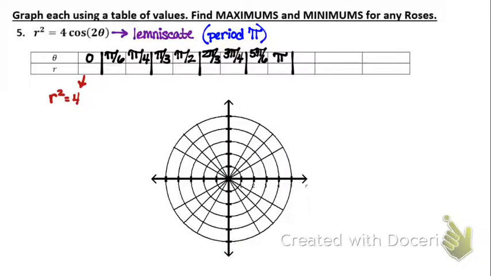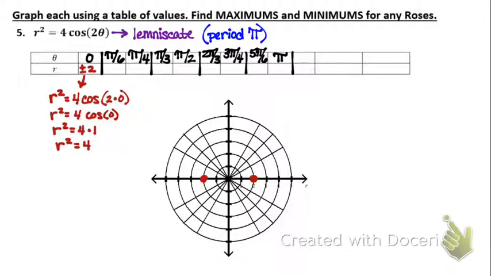So I have 4 cosine of 2 times 0. What's 2 times 0? 0. What is the cosine of 0? 1. So I get r squared equals 4. So what is r? Plus or minus 2. So right here and right here.